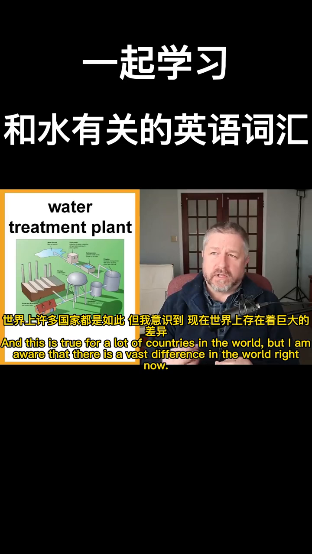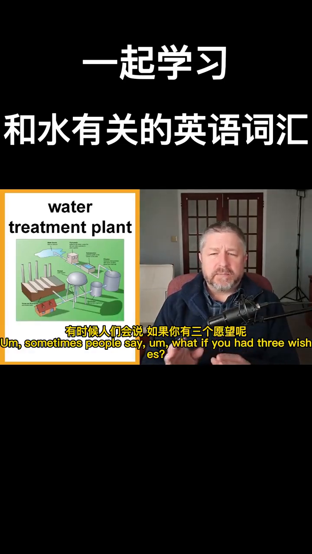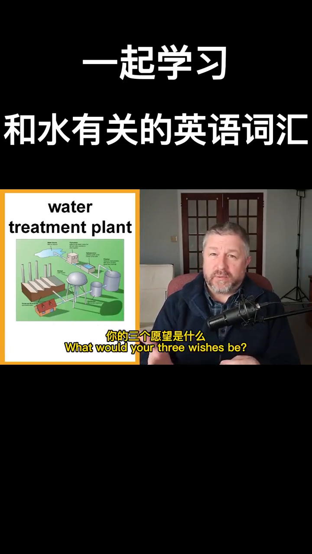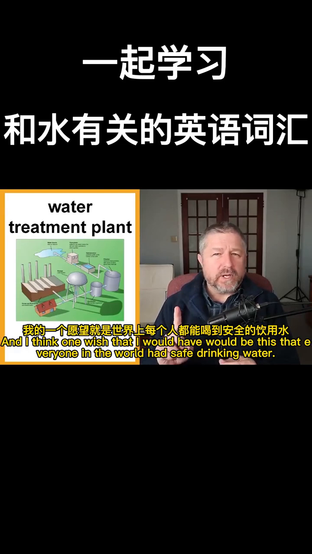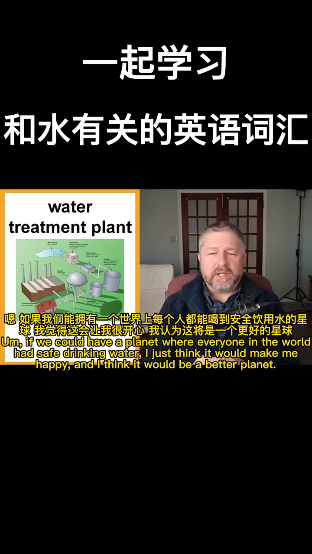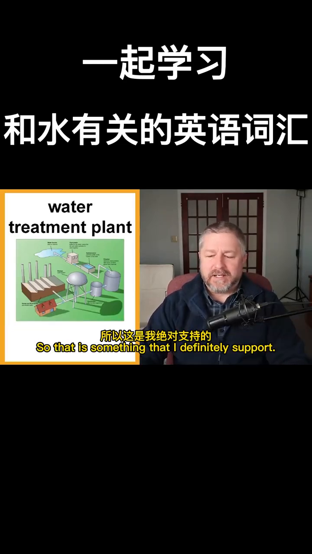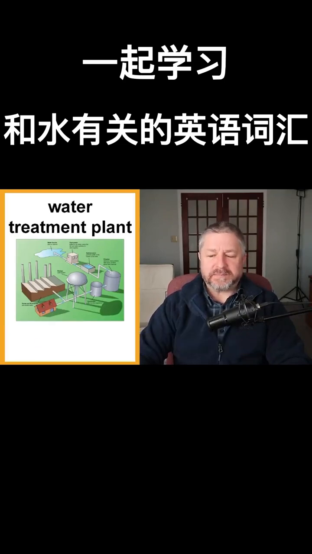But that is how in Canada we definitely have water. And this is true for a lot of countries in the world, but I am aware that there is a vast difference in the world right now. Sometimes people say, if you had 3 wishes, what would your 3 wishes be? And I think one wish that I would have would be this, that everyone in the world had safe drinking water. If we could have a planet where everyone in the world had safe drinking water, I just think it would make me happy, and I think it would be a better planet. So that is something that I definitely support.